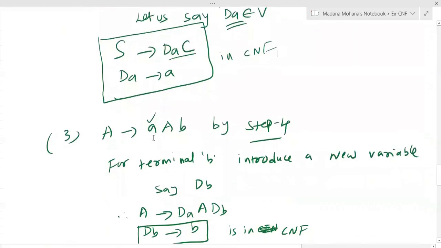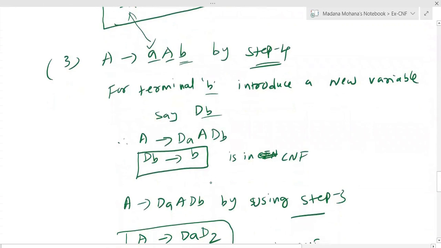Then coming to the other productions, that is the A productions. A derives terminal A, variable A, terminal B, which is not in CNF. Again you can see this is in the form of step 4, because of the terminals followed by variables combination. For terminal A, we already introduced DA in the previous step, so substitute the same value. But for terminal B, introduce a new variable, say D suffix B. Now substitute both variables in place of the terminals. Now A derives DA, A, DB.